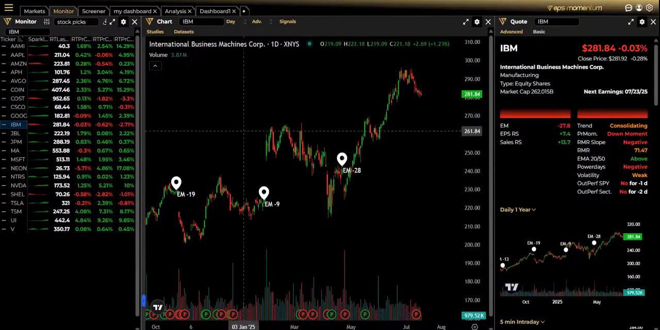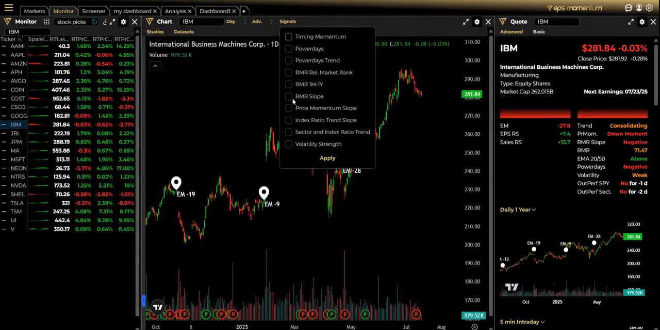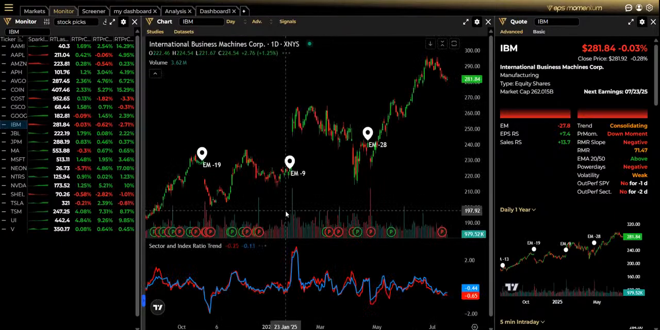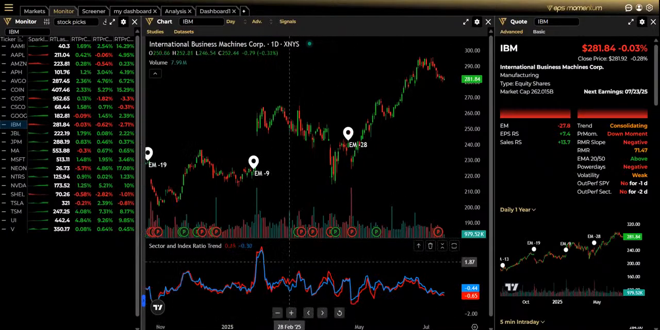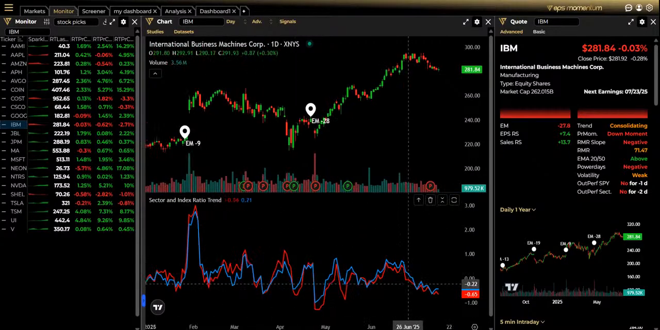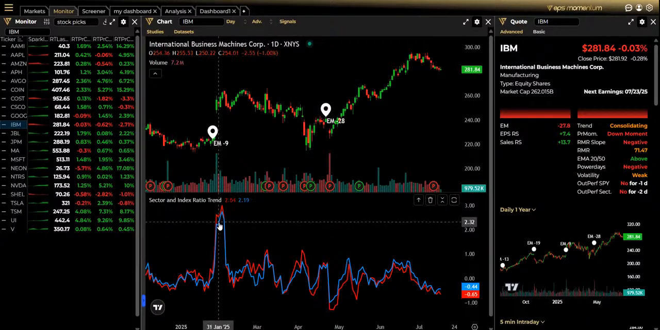In this video, we're going to talk about the index ratio and the sector ratio. At EPSmomentum.com, we have the ability to compare a stock to its index and its sector. The underlying sector of our stocks, for example IBM, would be technology, and we can plot it on the chart here. So we have the sector and index ratio trend, the sector being in red and the index, which is the S&P, in blue.